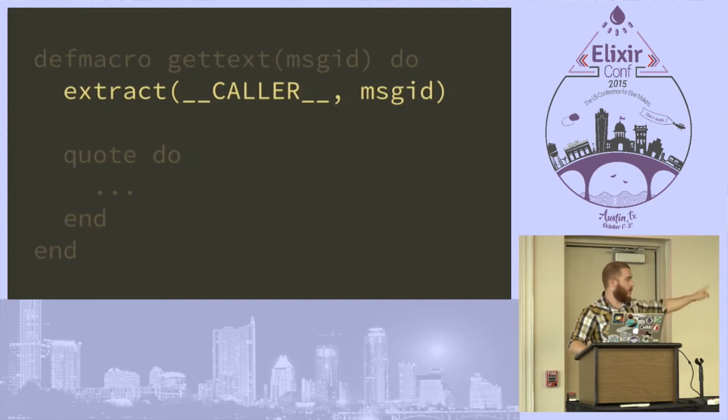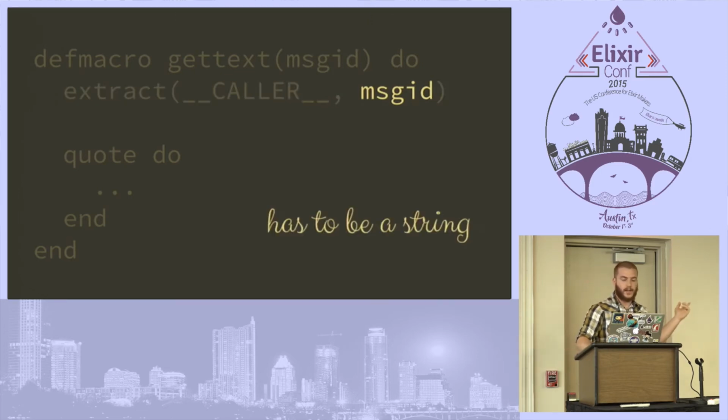So that call to extract basically registers the translation that later will be extracted into a POT file. The only limitation is that the message ID has to be a string at compile time, because we're using this at compile time. So it has to be something that expands to a string, like a module attribute, or just a string literal.